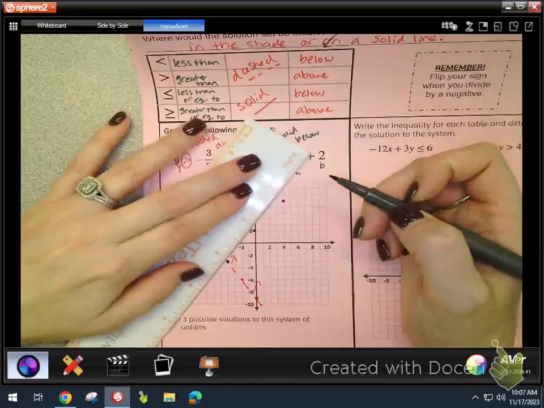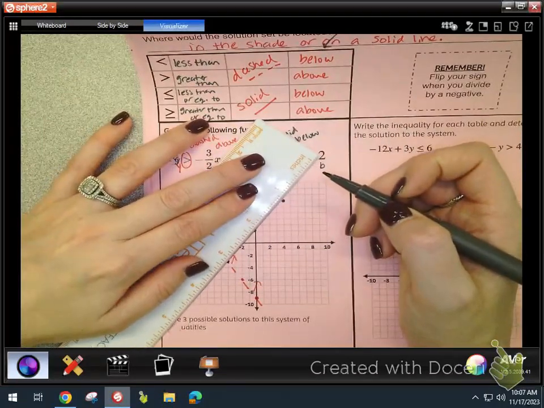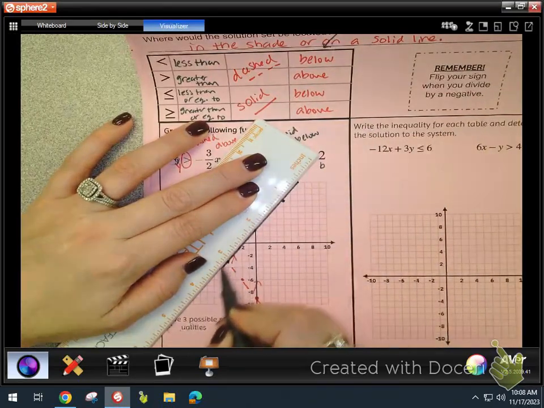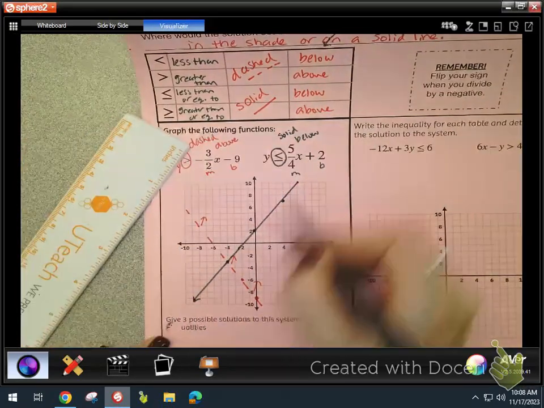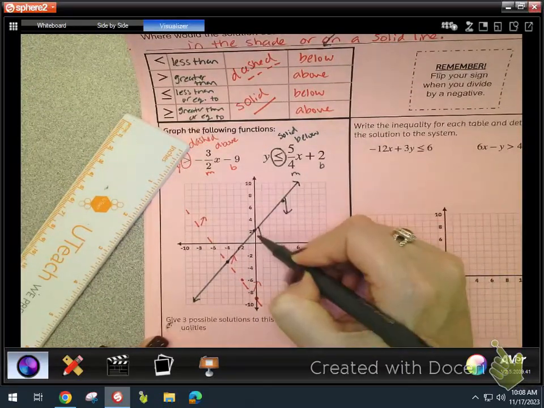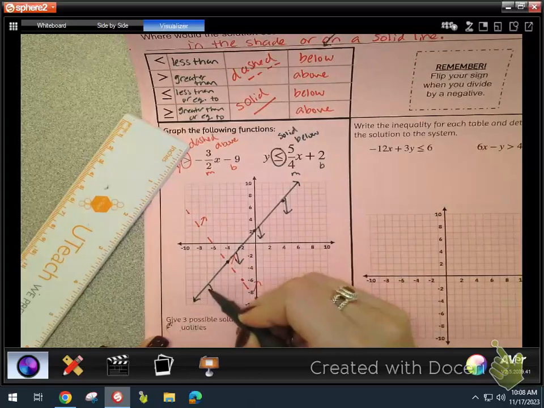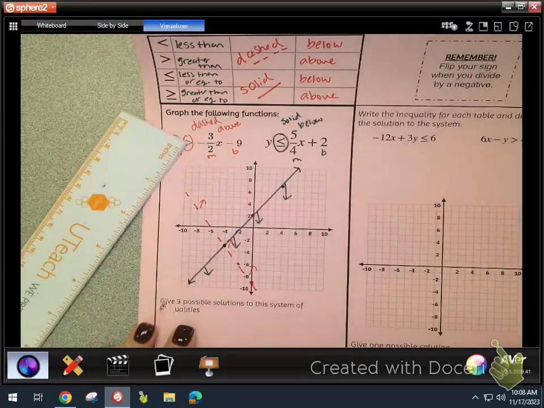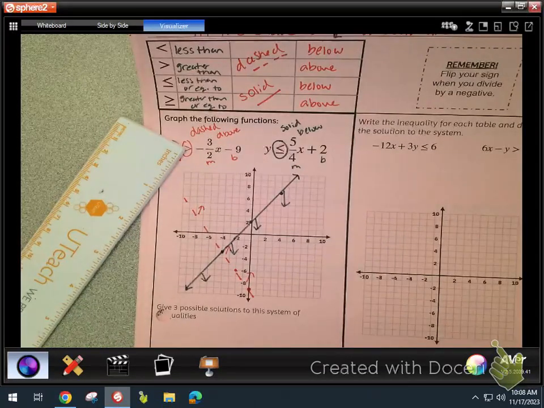And this will be solid. Oh, I dotted it for some reason. And my shading will be below. I'm just going to draw a couple of down arrows there. And then for my solution set, I need to find where my arrows are pointing towards each other.